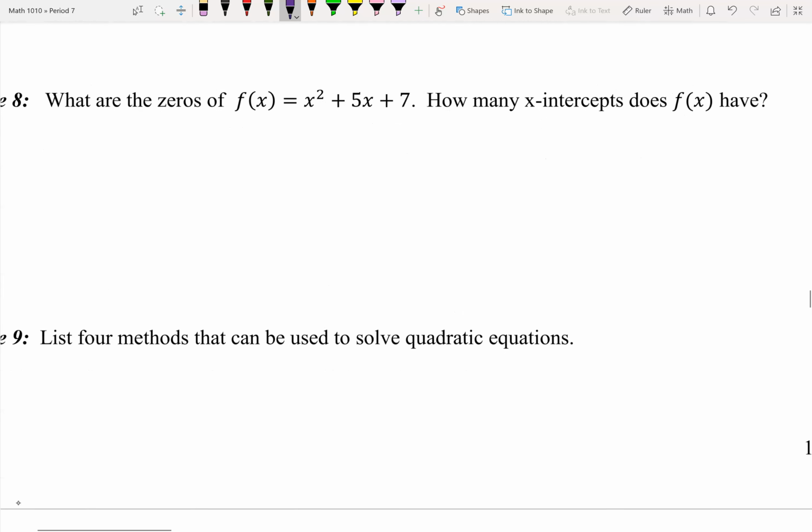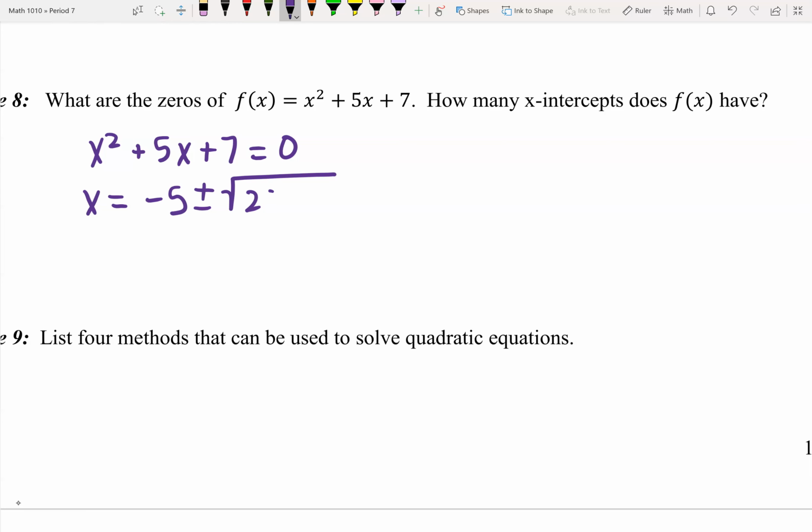8 and 9. What are the zeros? How do you find a 0? Set it equal to 0. So everybody go x squared plus 5x plus 7 equals 0. Is it going to factor? No. Do you want to complete the square? 5 divided by 2 is 5 over 2 squared and you get 25 over 4. I don't want to do that. So what's better? Quadratic. So everybody go x equals negative 5 plus or minus the square root of 5 squared is 25 minus 4 times 1 times 7 all over 2 times 1 is 2.